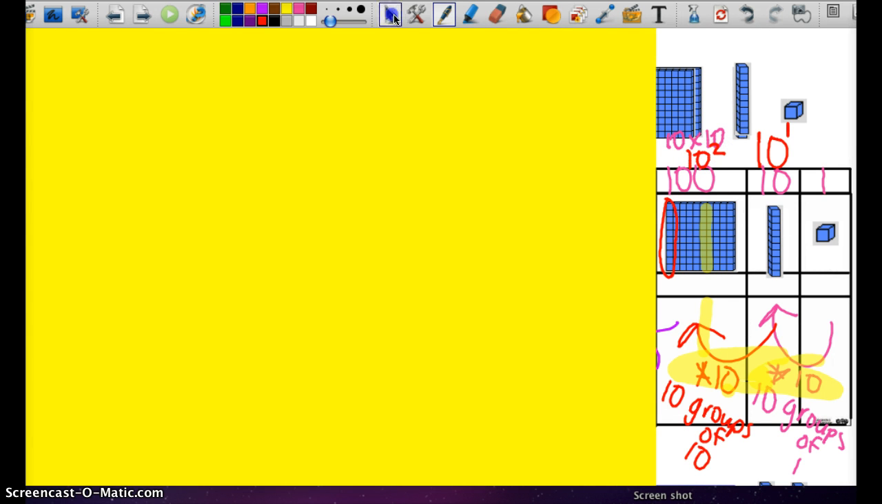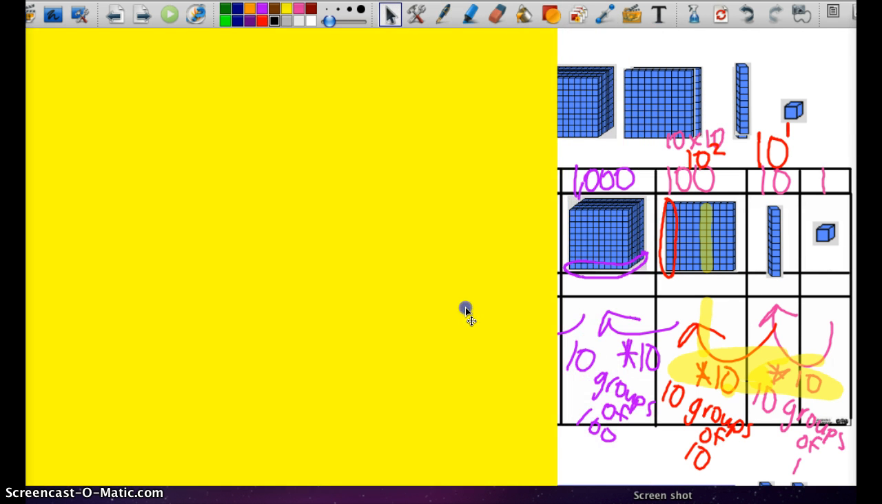Okay. And then we continue to move over to the thousands place, and students are seeing that to get from the hundreds to the thousands, we're simply multiplying by another 10. So now we have 10 times 10 times 10 to get to the thousands place. 10 times 10 times 10, and that would be 10 to the third power, multiplying 10 by itself 3 times.